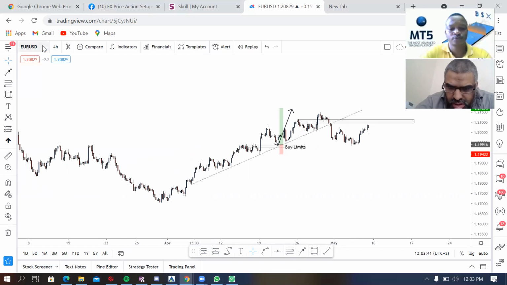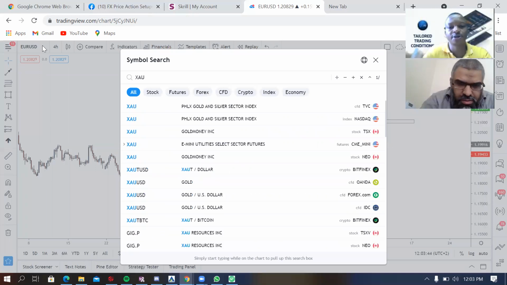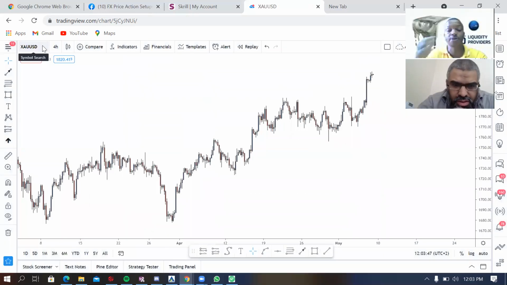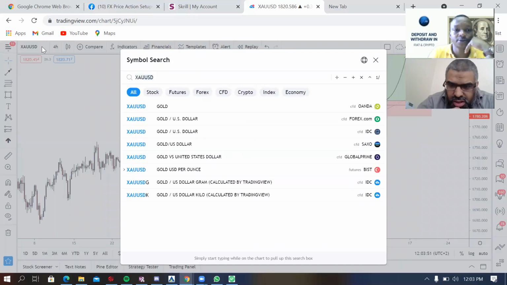It's not bearish. It's not a bullish flag. No, it doesn't give us anything. It doesn't give us a bullish flag. It doesn't give us anything. But remember on gold, we said it should reach that level, right?